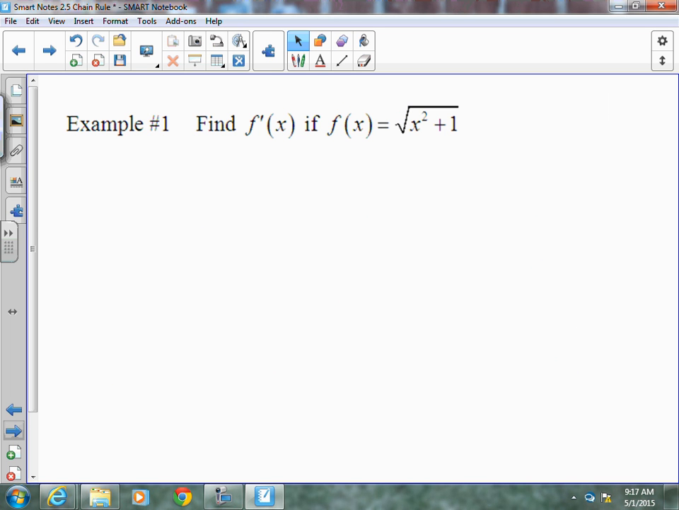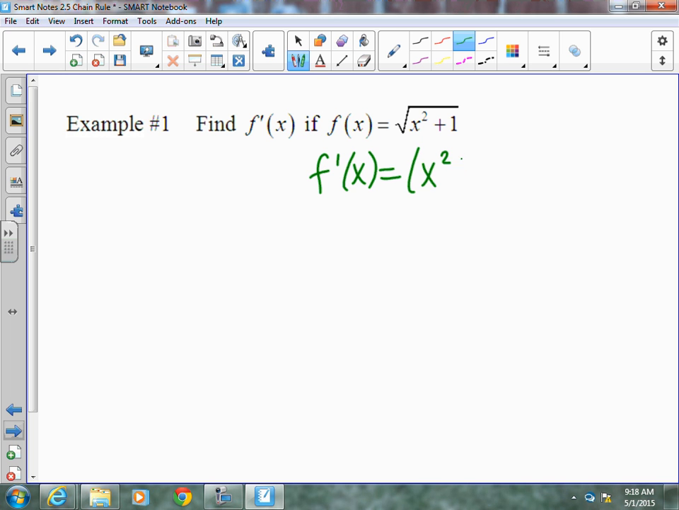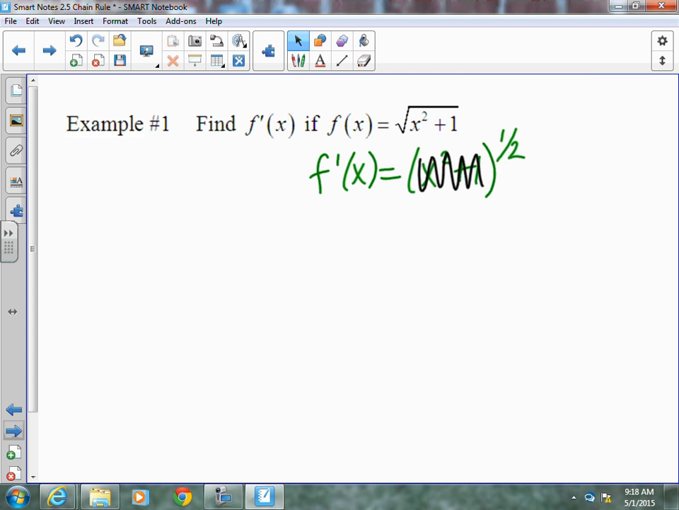Now, when I find a derivative using the chain rule, we have to derive the outer function, leaving the inner function the same, and then multiply by the derivative of the inner function. So, I'm going to write this as f prime of x equals x squared plus 1 to the 1/2. Now, let's look at what the outer function is. So in other words, let's ignore our inner function for a second. And we're going to derive, we haven't started to derive yet, sorry, I just wrote that incorrectly.